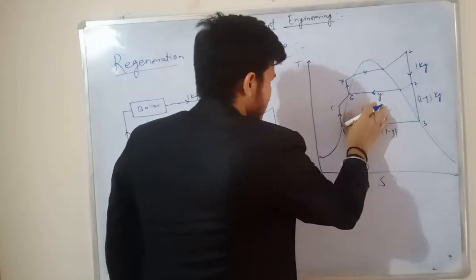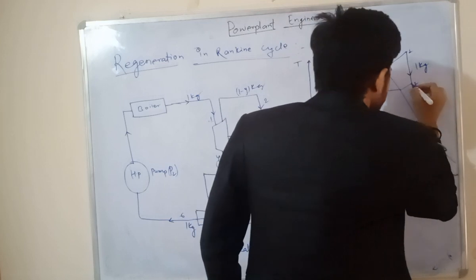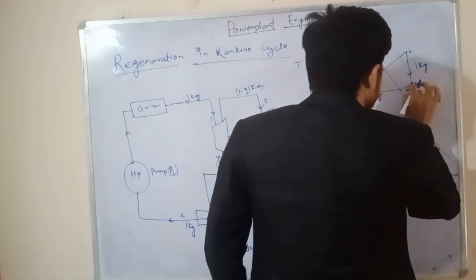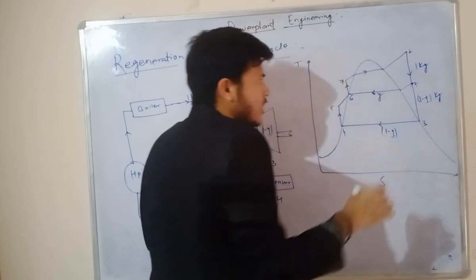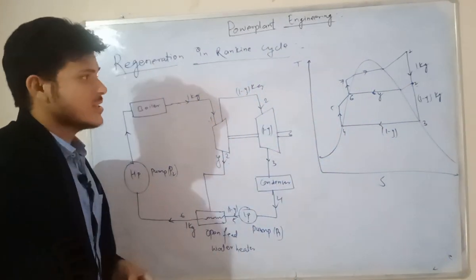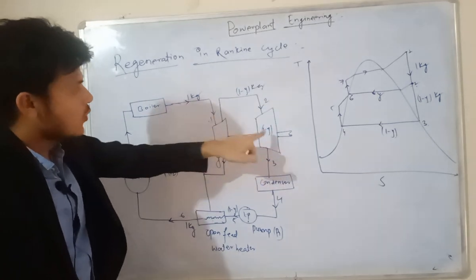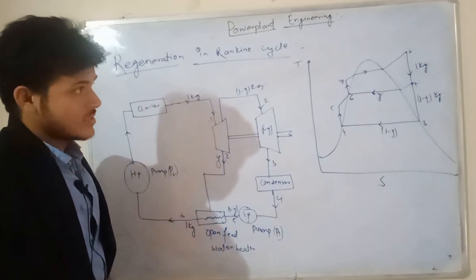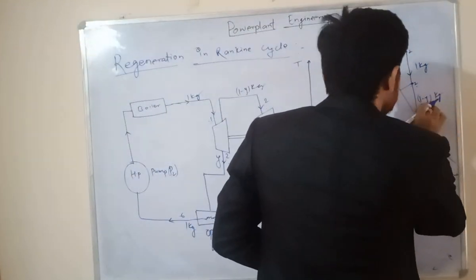It means y fraction, how much you have remaining now, 1 minus y kg. Now from the point 2, this is a very important point, you have to understand. From 2 to 3, 1 minus y kg of steam, expansion takes place here. In this turbine only 1 minus y kg of steam expansion takes place.